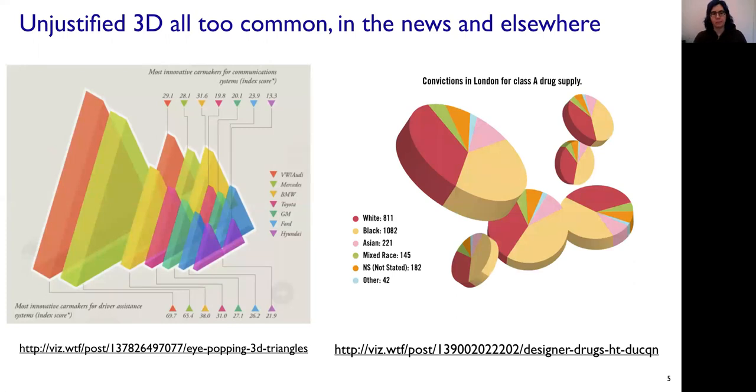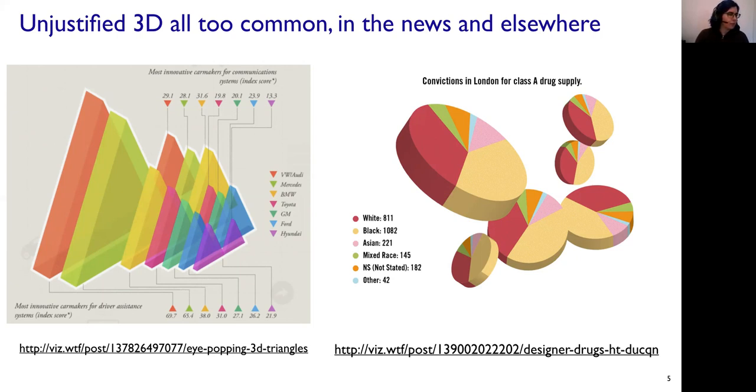So let's start with 3D. Here are some graphs. These are not graphs that should make you happy. These are visualizations where 3D is being used in a way that is simply not well thought out. So let's call this the unjustified use of 3D. It's a great site, WTFviz.com, that is fantastic for bad examples. So here's two that I found in a relatively small amount of searching under 5 minutes on this site that are truly terrible examples of 3D. And let's try to walk through and understand why.